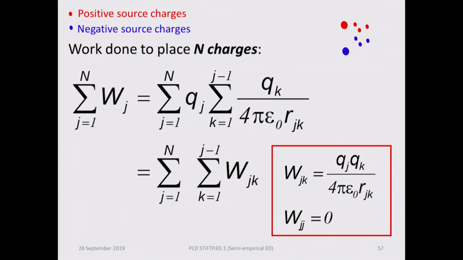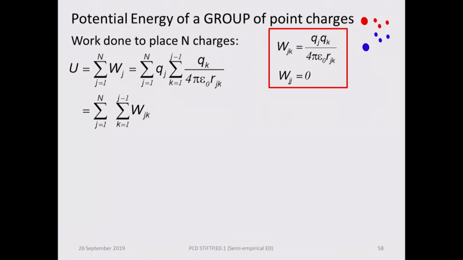So, you can add it up, and you can write this total work done as a sum of work done between pairs, but when you take the pair j and k, when k is equal to j, the work done is 0, because you do not do any work to bring a charge against itself. Okay? So, wjj is 0, otherwise it is qj qk over the distance between j and k, scaled by the 1 over 4 pi epsilon 0, and you can now add it up for n charges.